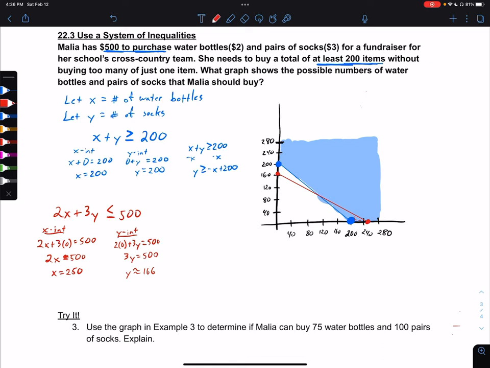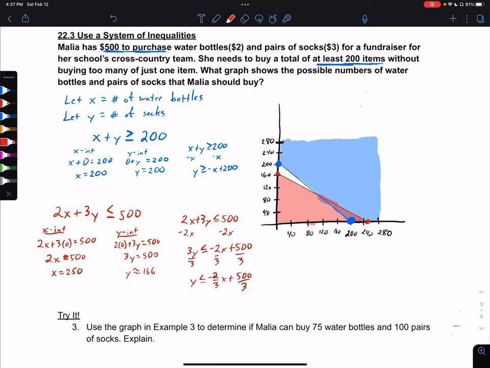Probably creating more work than I need to here, but that's what happened. So 2x plus 3y less than or equal to 500. I'm going to subtract 2x. 3y is less than or equal to negative 2x plus 500. Divide by 3. I don't really care what the numbers on the side here are, so I'm just going to leave them. I just need to know where the symbol is. It's less than, so I would want to shade below this graph. So I'm going to shade everything down here. So we'll shade that in.